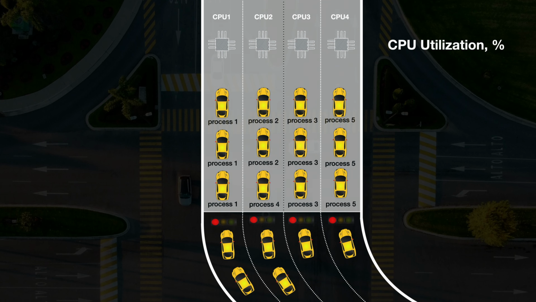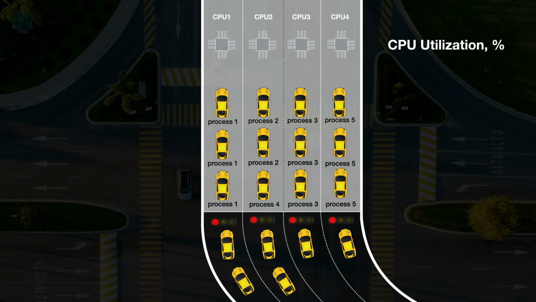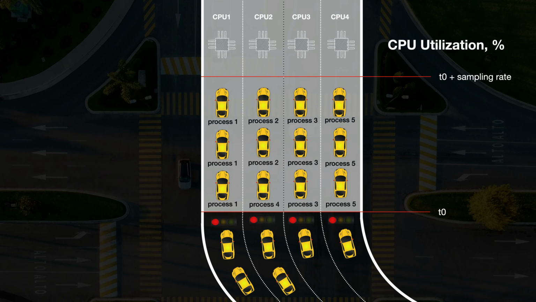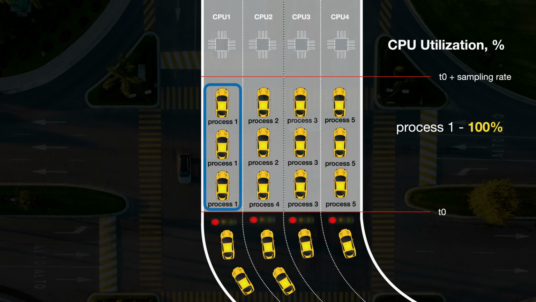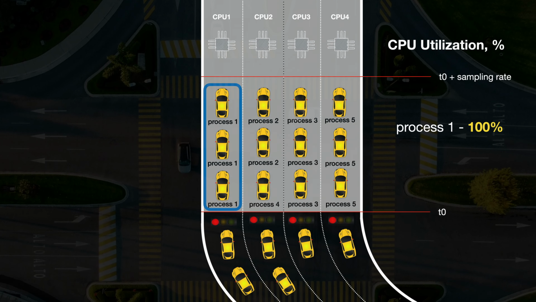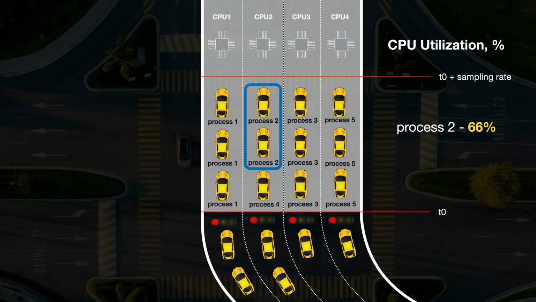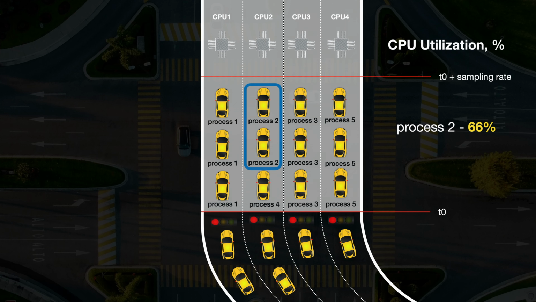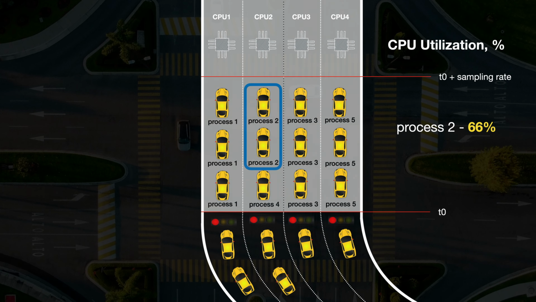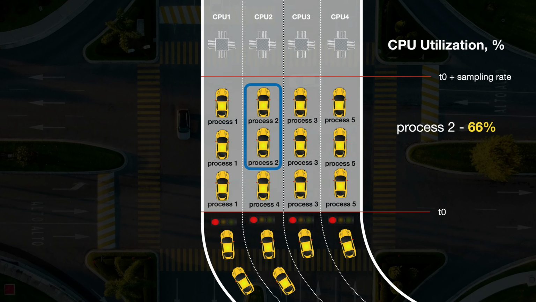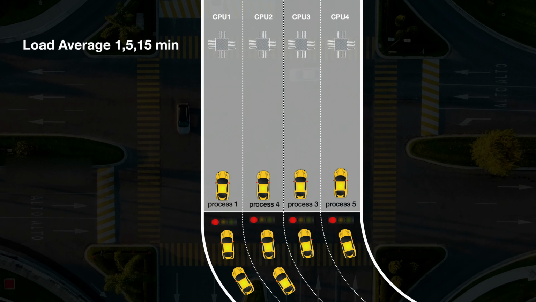The CPU utilization percentage represents the relative amount of time each vehicle was found occupying a freeway lane. Process 1 was found active at each check during the sampling interval. And process 2 was found active at 66% of the checks during the sampling interval. That gives a picture of how each process is utilizing the CPU, but it does not show the demand for the CPU. And here comes load average.